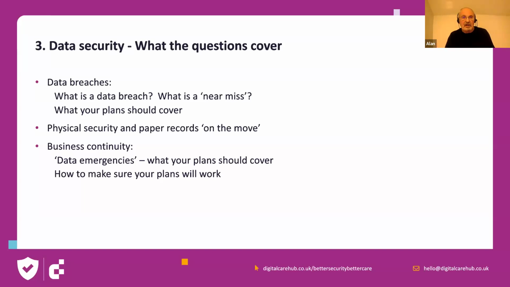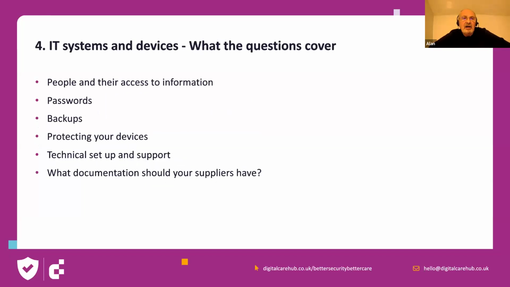breaches, etc. It also talks about physical security and paper records, business continuity. Do you include data and cyber security in your business continuity plan? And do you then make sure that the plans will work by testing them, for example? So moving on to the fourth section, what do they cover?